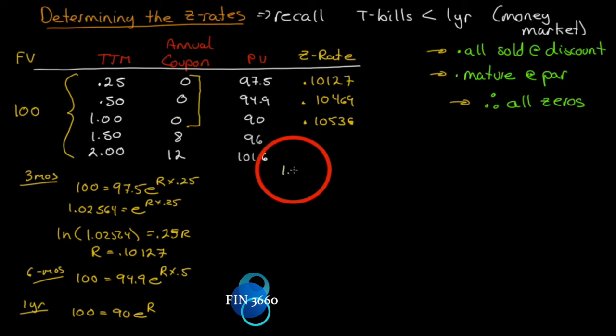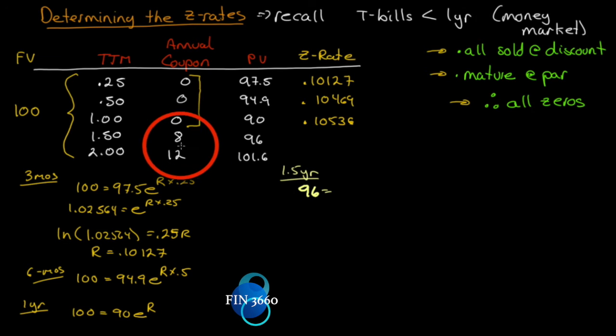Well, let's do the 1.5 year. And the 1.5 year is, what's it going to mature at? We use the same formula here. It's going to mature at 100 equals, what are we going to get for it? Well, this is an annual coupon of 8 on this one.